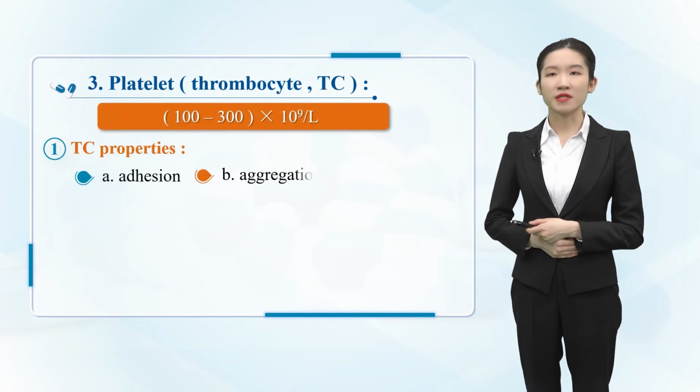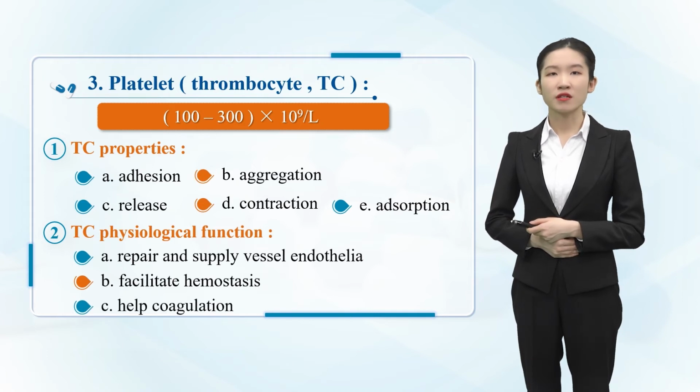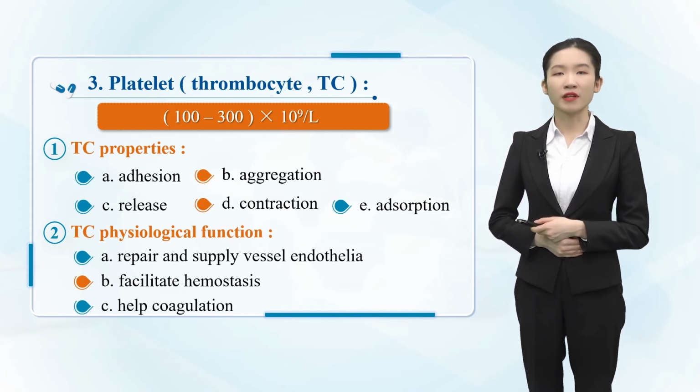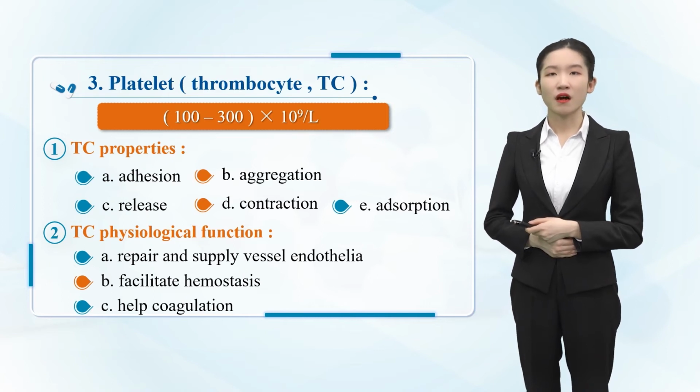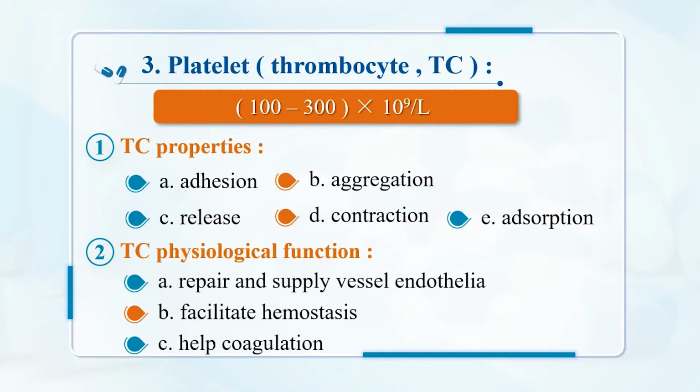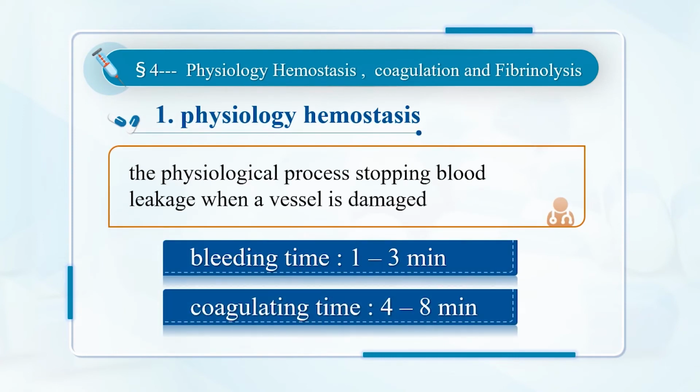Platelet, thrombocyte, TC. The total number is 100 to 300 times 10 to the power of 9 per liter. The properties: adhesion, aggregation, release, contraction, adsorption. The physiological function: repair and supply vessel endothelium, facilitate hemostasis, platelet plug and help coagulation. Let's learn more about the function of the platelet. Physiology: hemostasis, coagulation, and fibrinolysis.